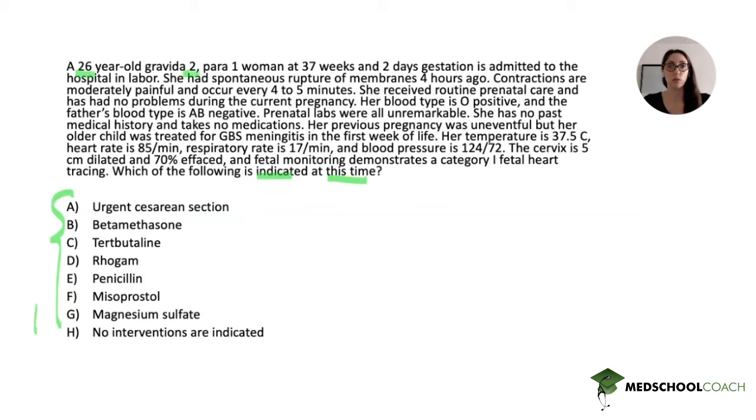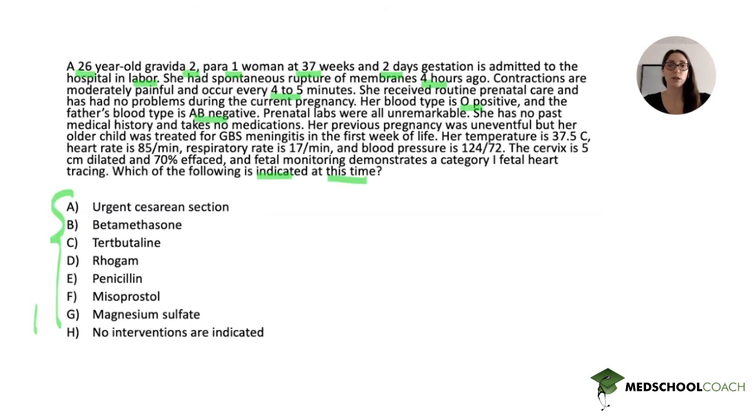A 26-year-old G2P1 woman at 37 weeks and 2 days gestation is admitted to the hospital in labor. She had spontaneous rupture of membranes 4 hours ago. Contractions are moderately painful, occur every 4 to 5 minutes. She received routine prenatal care and has had no problems during the current pregnancy. Her blood type is O positive, and the father's blood type is AB negative. Prenatal labs were all unremarkable.